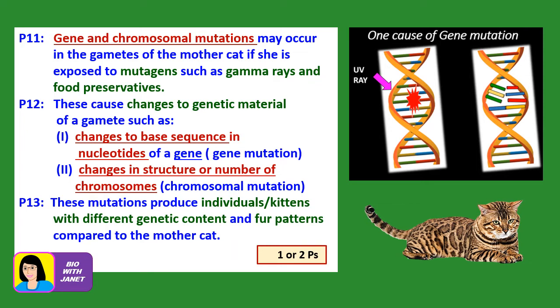Now, one last genetic factor that causes variation is mutation. So P11: gene and chromosomal mutations may occur in the gametes of the mother cat if she is exposed to mutagens such as gamma rays and food preservatives. It can also happen in the father cat. Mutagens are the substances or the rays that cause mutation.